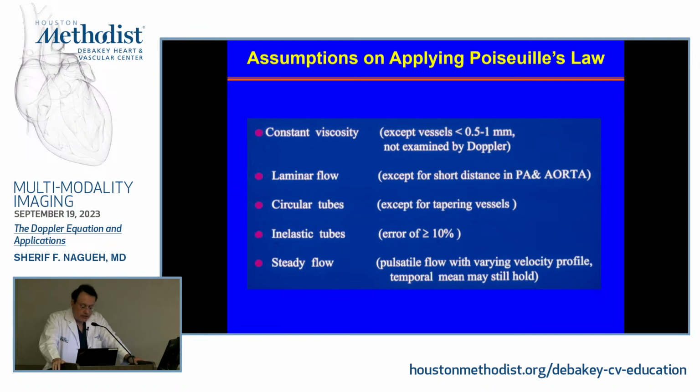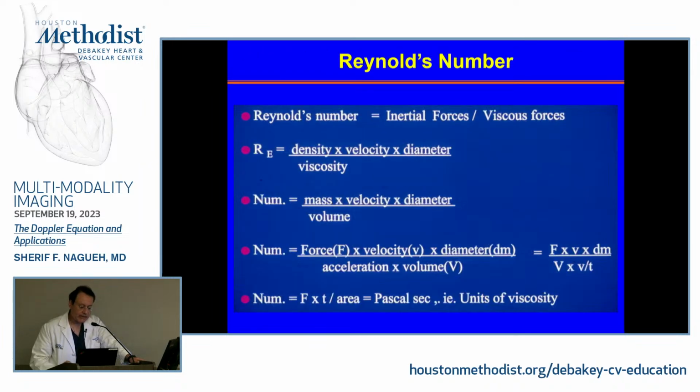Finally, flow in the circulation is pulsatile. It is not steady flow. Notwithstanding that limitation, if you're looking at an average over a period of time, that is a temporal mean, it is not unreasonable to still think of the flow in terms of the Poiseuille's law that we just went over.